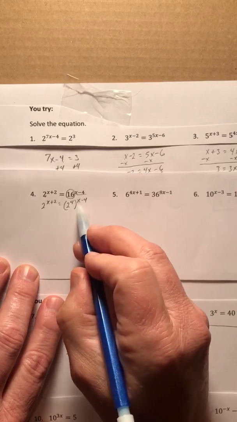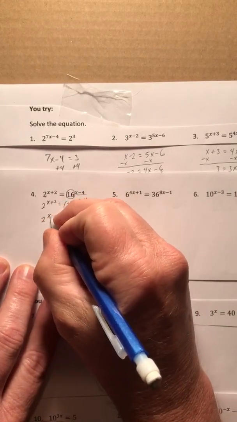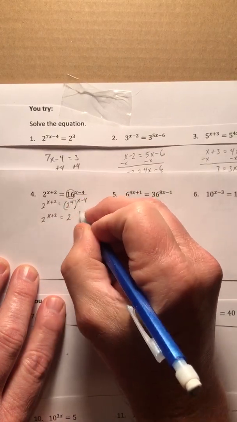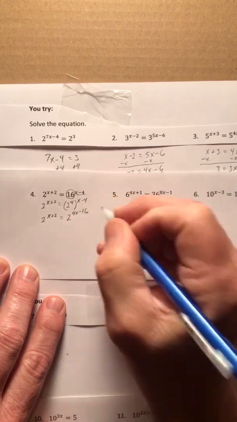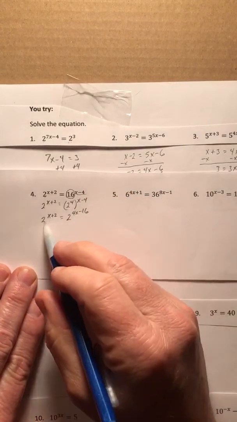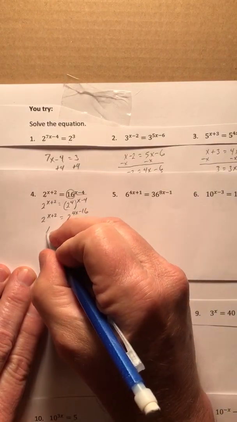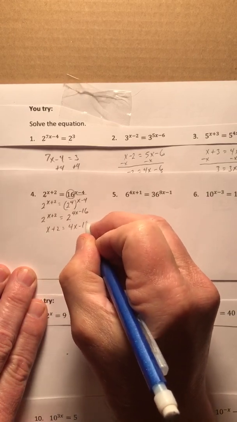Now we have to distribute this to both of them. So we got 2 to the x plus 2 equals 2 to the 4 times x gives us 4x, 4 times 4 gives us 16. Now we got our bases to be the same, so now we can just set the exponents equal to each other. So x plus 2 equals 4x minus 16.